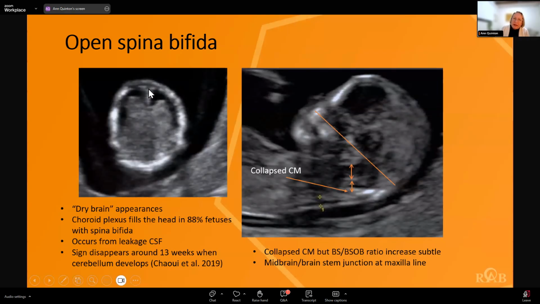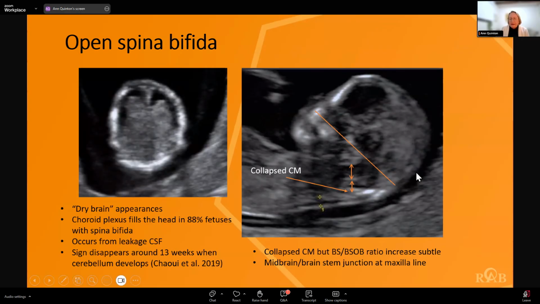We can see the falx. And choroid plexus has been shown to fill the head in 88% of fetuses with spina bifida, and this is because you're getting leakage when it's an open spina bifida. You're getting leakage of the CSF fluid from the defect in the spine. So this sign has been reported to disappear around 13 weeks when the cerebellum develops.